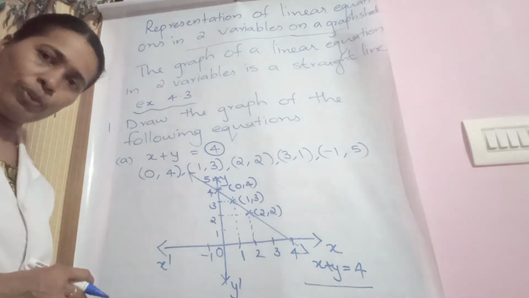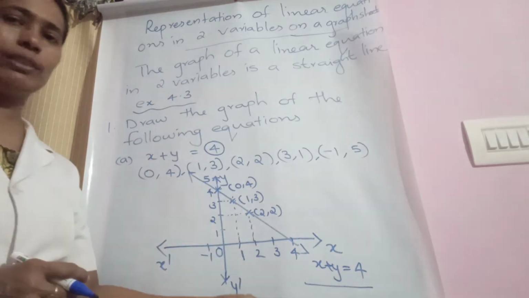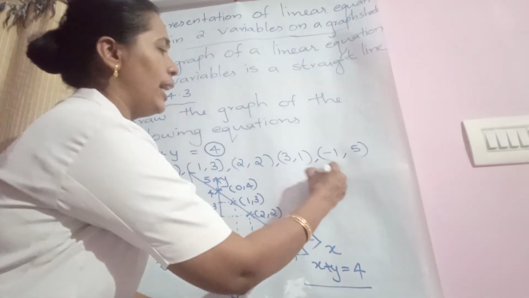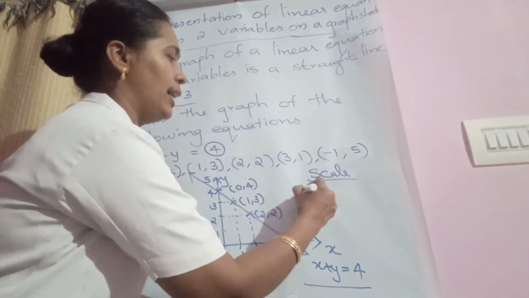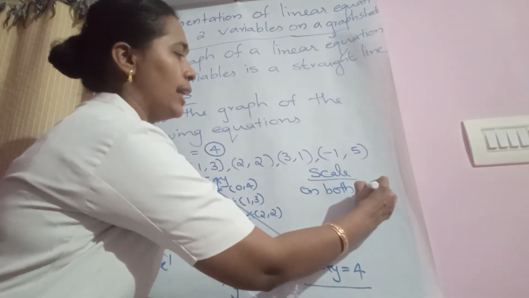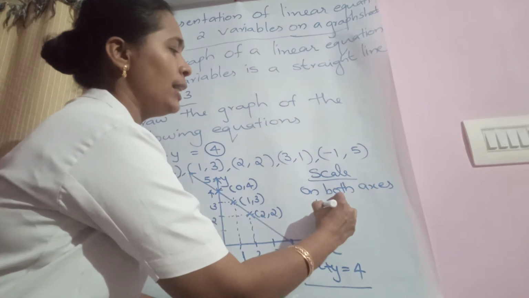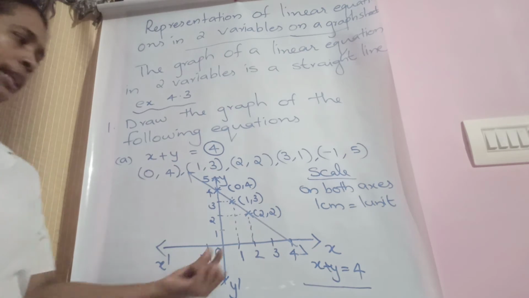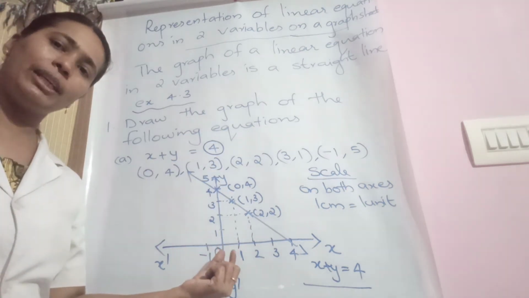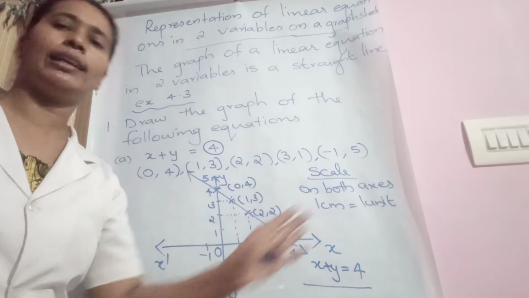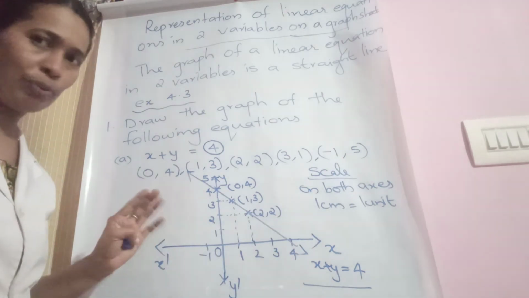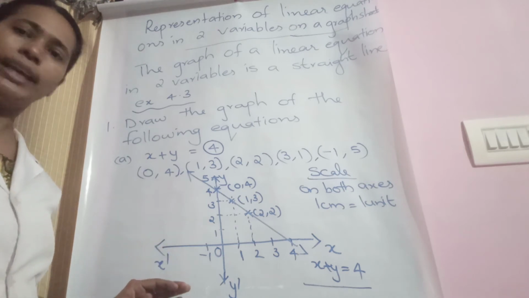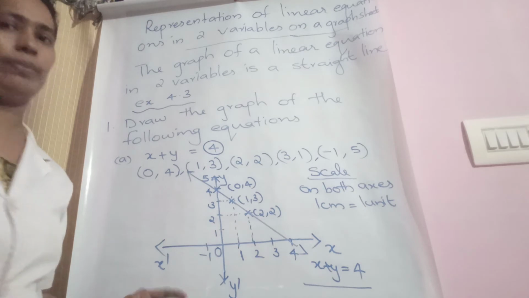Is it clear to all of you? After completing this, what do we want to do next? Already got it: scale on the top. Here the scale is the same on both axes. On both axes, we have taken 1 centimeter equal to 1 unit. Is it clear to you? The graph is clear, an easy one for you. Scoring marks is easy in this chapter. Okay, let us move to the second question, B.